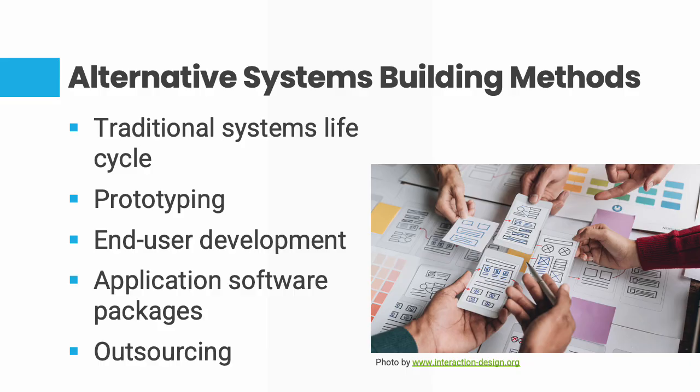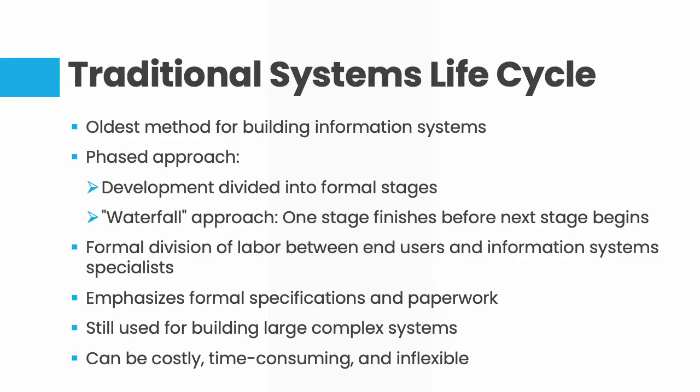And there are some main alternatives that you can choose. For example, the first one is called traditional system lifecycle. Then the prototyping and end user development, application software package, and outsourcing. We will talk about these one by one in detail. Okay. First of all, it's the traditional system life cycle. This is the oldest method for building information systems. Okay.